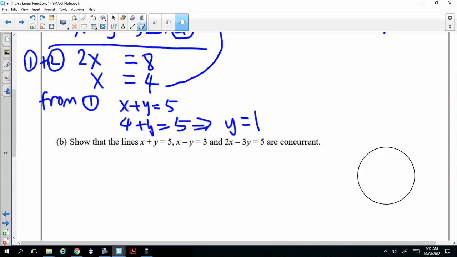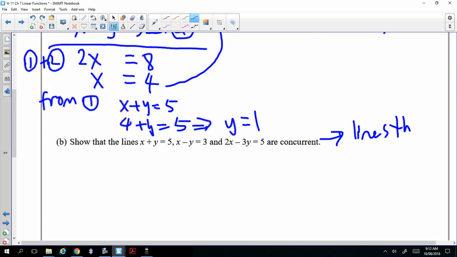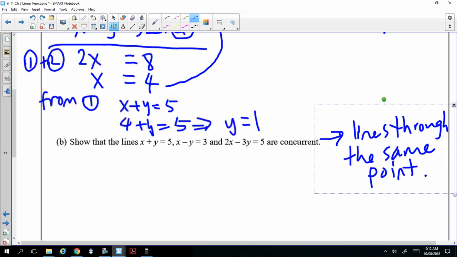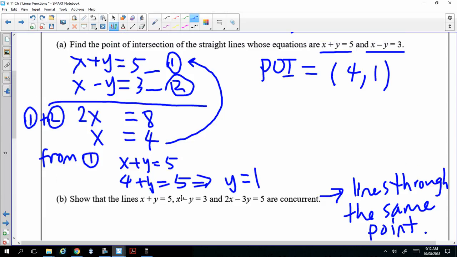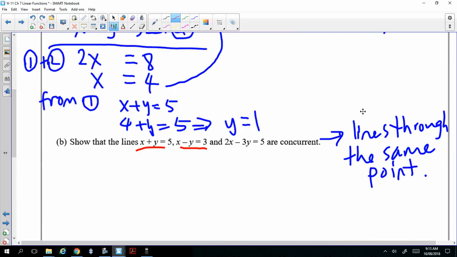Concurrent means lines through the same point. Okay, good. Now, what do you notice about part B and part A? What do you notice? Is that the two lines are the same, right? So already we found where these two lines intersect. Where do they intersect? They intersect on 4, 1.